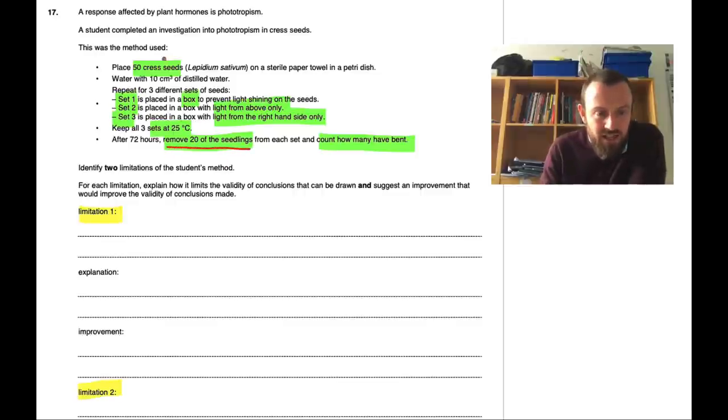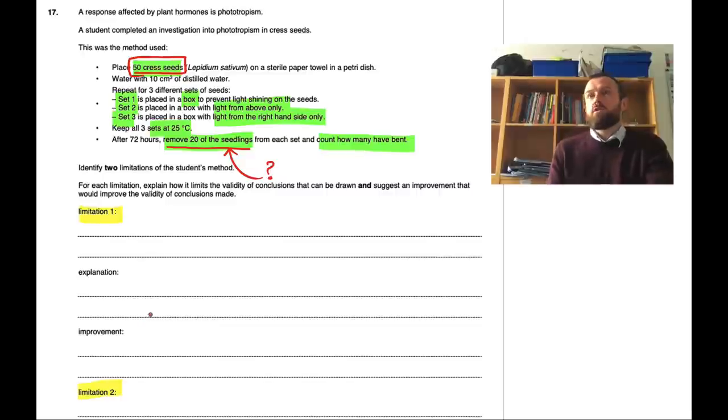Okay, so 20 of the seedlings are removed. 50 were placed on the dish. How do you choose these? Is this random? Is it the ones that you like the look of? That's very biased. So it might affect the results if you're selectively choosing the ones that you think have bent a lot. So that's a limitation, an explanation. I've kind of explained it. It would affect the results.